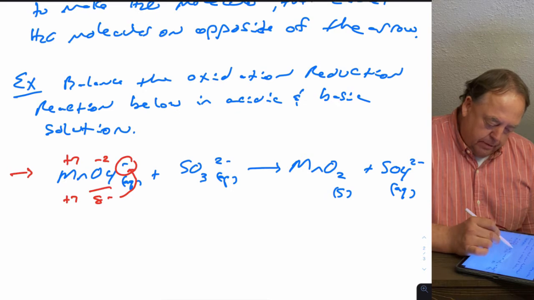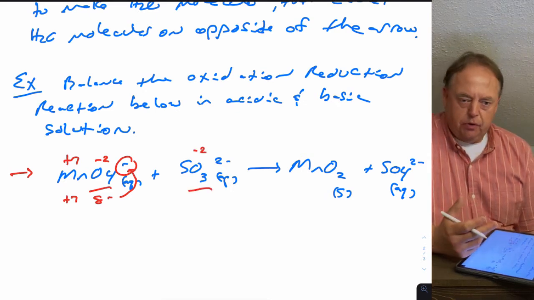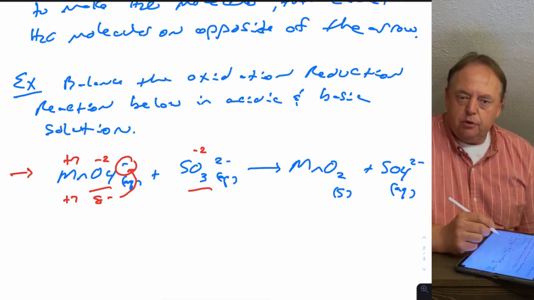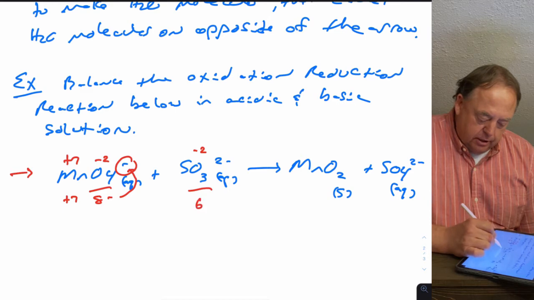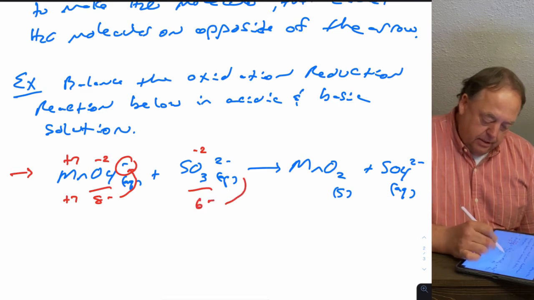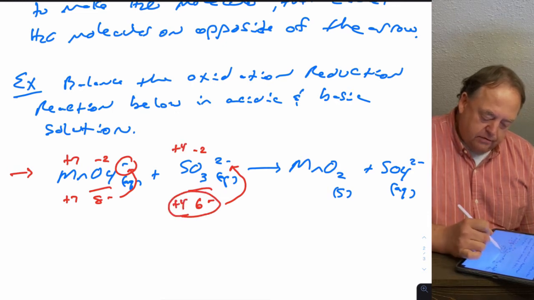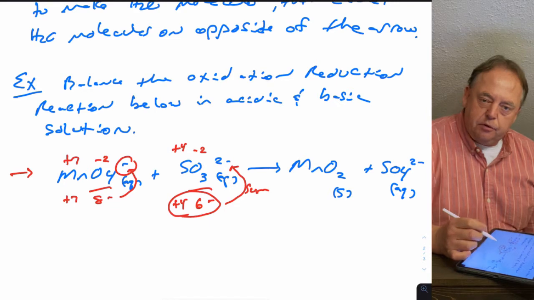And for SO3 2-, again, oxygen is always -2 unless it's O2 or H2O2, and then oxygen is -1. But in all other compounds, oxygen is -2. So 3 oxygens gives you 6 negatives. It has to sum to -2, so that means sulfur must be +4, right? +4, -6 sums to -2.